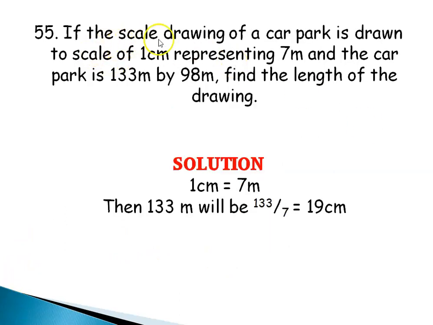Question 55. If the scale drawing of a car park is drawn to a scale of 1 centimeter represents 7 meters, and the car park is 133 meters by 98 meters, find the length of the drawing. So this is the length, 133 meters. What it simply means is for us to change 133 meters to centimeters using our scale. So if 1 centimeter is 7 meters, then 133 meters would be 133 divided by 7, and that will give us 19 centimeters. Do you understand that? Okay.